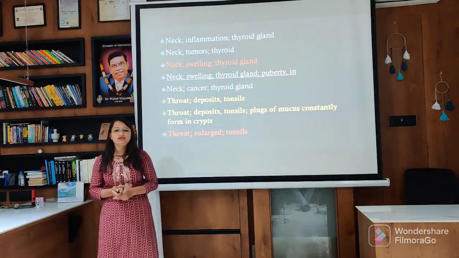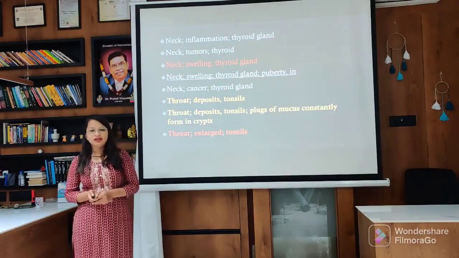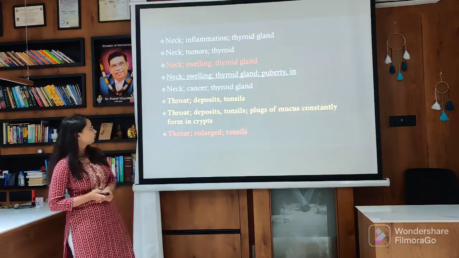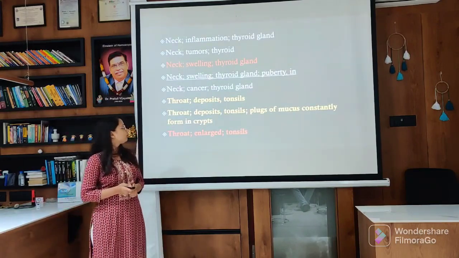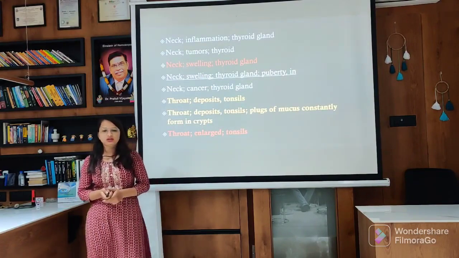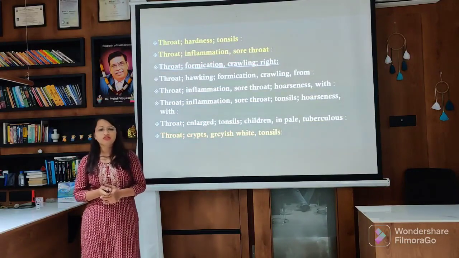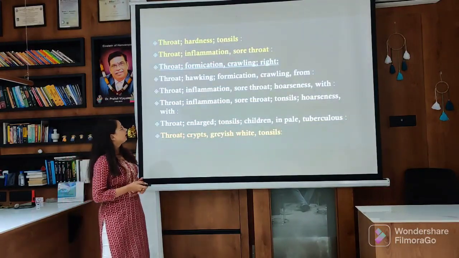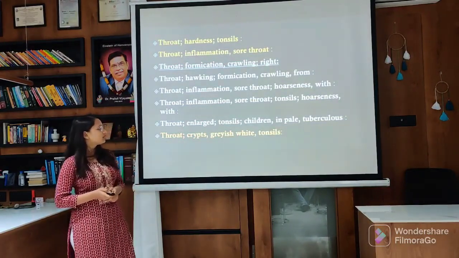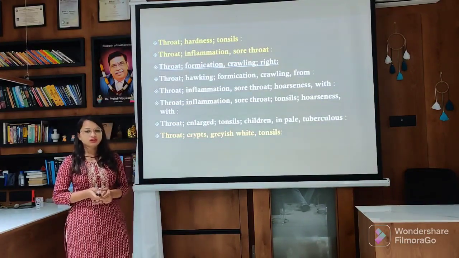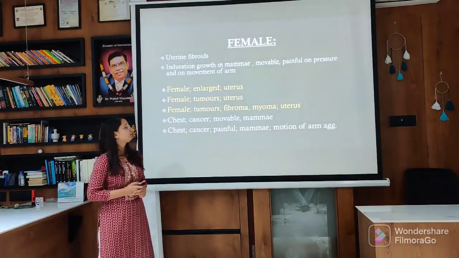Rubrics: neck inflammation, thyroid gland. Neck swelling, thyroid gland, puberty in, only one remedy. Throat, deposit, tonsil. Throat, enlarged tonsil. Throat formication, crawling, right. Throat enlargement, tonsil, children in pale tubercular. Throat inflammation, sore throat, hoarseness with female.